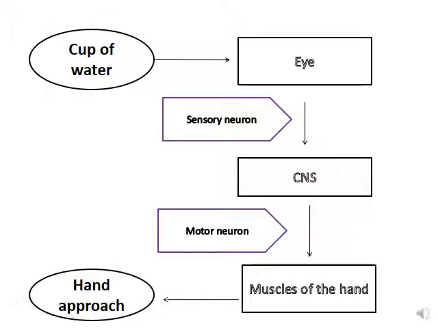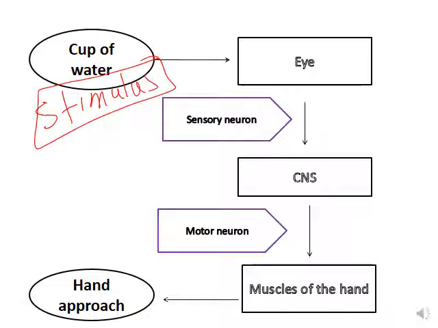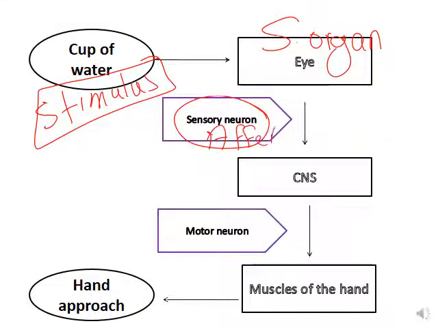So the cup of water represents the stimulus here. The stimulus here is the cup of water. So we see the cup of water through the use of my eyes. Then this is the sensory organ. Then it moves to the central nervous system by the help of the sensory neuron. As we said, it's called the afferent neuron. Then it moves to the central nervous system where it's integrated and sent from the center toward the muscle of the hand by the help of the motor neuron, which is called efferent.